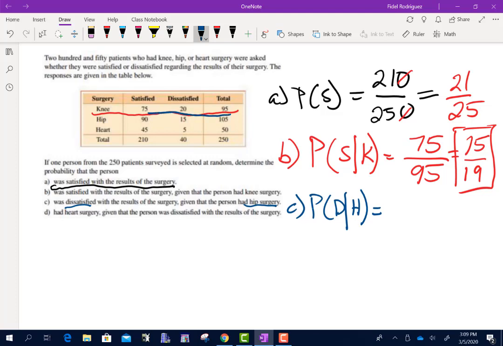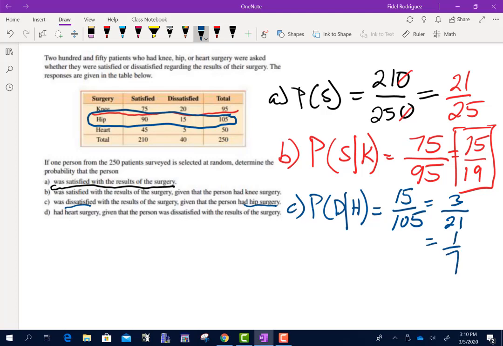So again, what we're going to do here is we're going to look at the hip surgery. Here's my hip surgery. We had a total of 105 of those. And out of those 105, the ones that were dissatisfied were 15 of them. Okay. And let's see, we divide them both by 5. 5 goes into 15 3 times. 5 goes into 105, 21. We can divide them both by 3. So 1/7, right? Okay, good. All right, so let me clean that up.